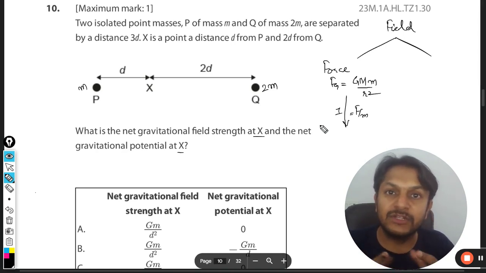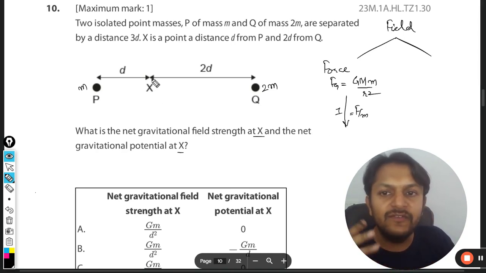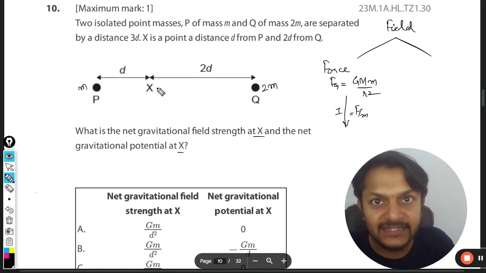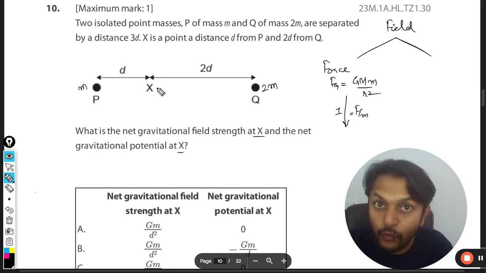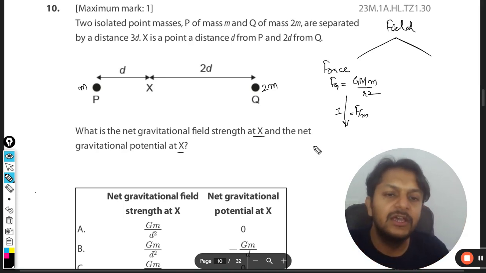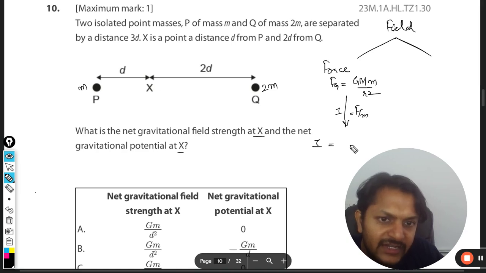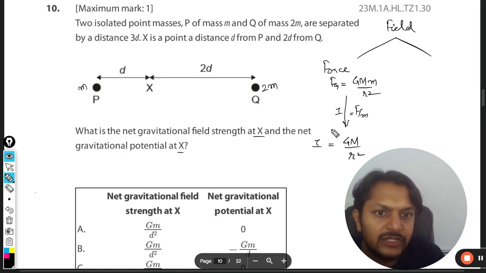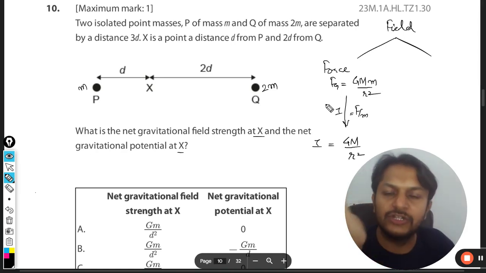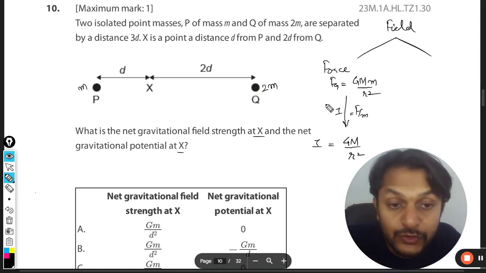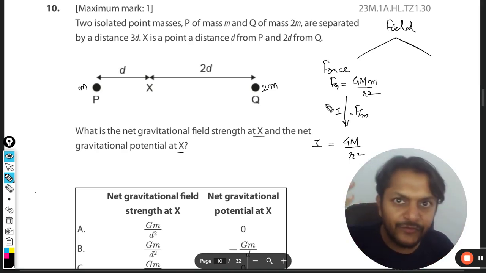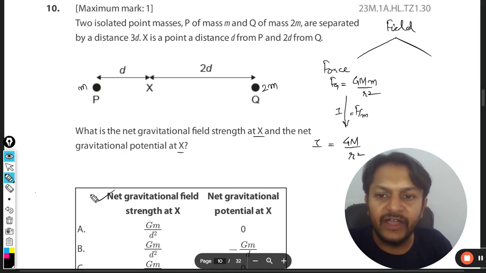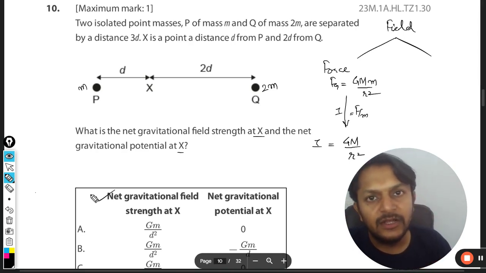We can assume that the mass is 1 kg, or even if there is no mass at the point X, we can still define it, because it is force per unit mass, whatever the mass. So overall, the gravitational field intensity can be written as GM by r square. This mass goes to the denominator on the other side. It is force per unit mass, so this becomes the gravitational field strength. Now we can find the net gravitational strength.